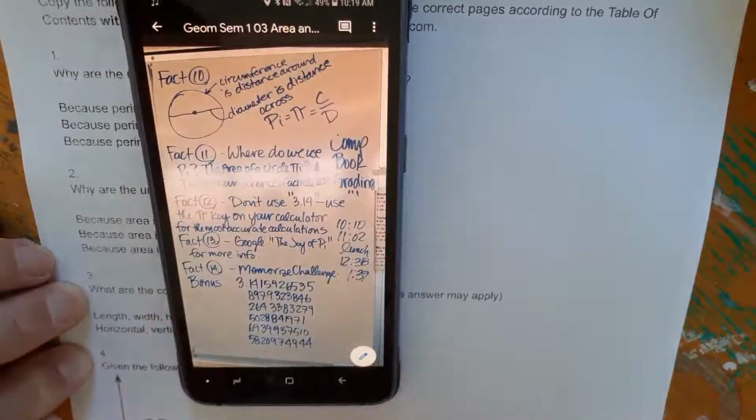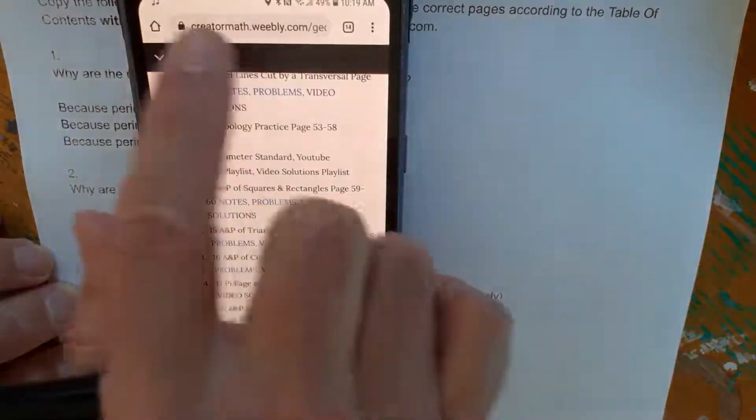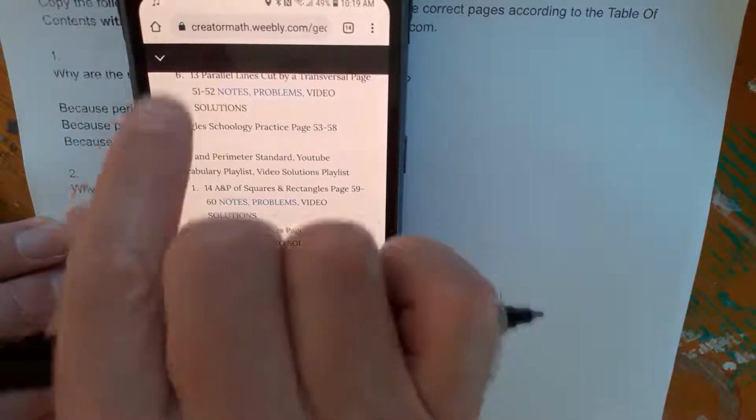All right, can we see this? So let's see. Go back. Here's the site, creatormath.weebly.com. Type that into Google. Hopefully you can find it.